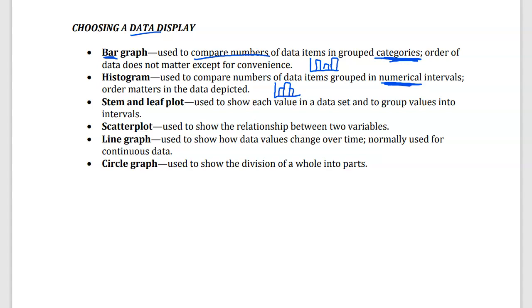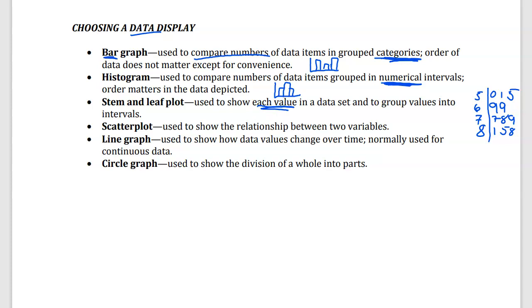Stem and leaf plot, you want to show each value in the data set. So remember the stem and leaf plot, we have a 5, 6, 7, 8 for our stem. We have 0, 1, 5, maybe 9 and 9, a 7, 8, 9, 1, 5, 8. And this would show each of our data values.